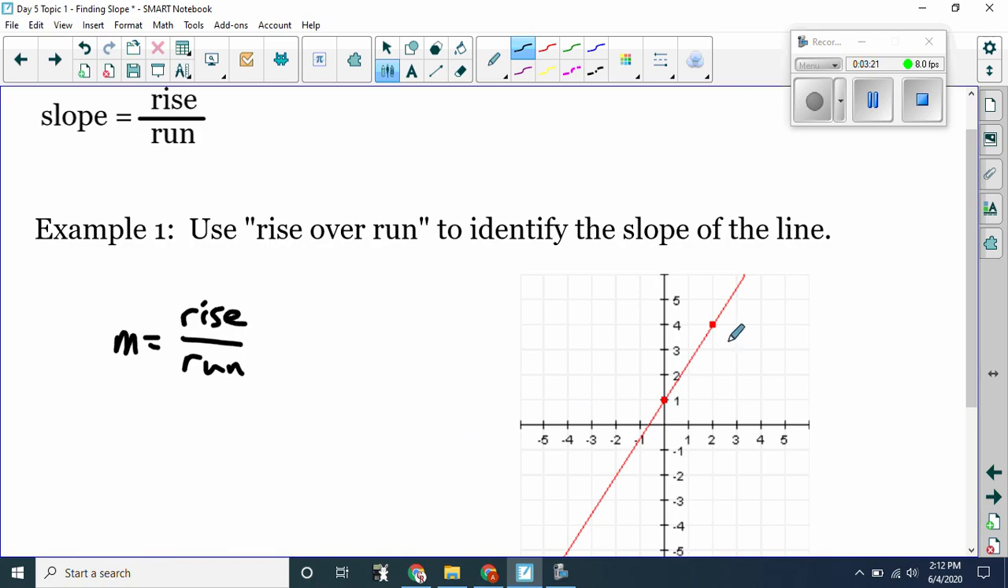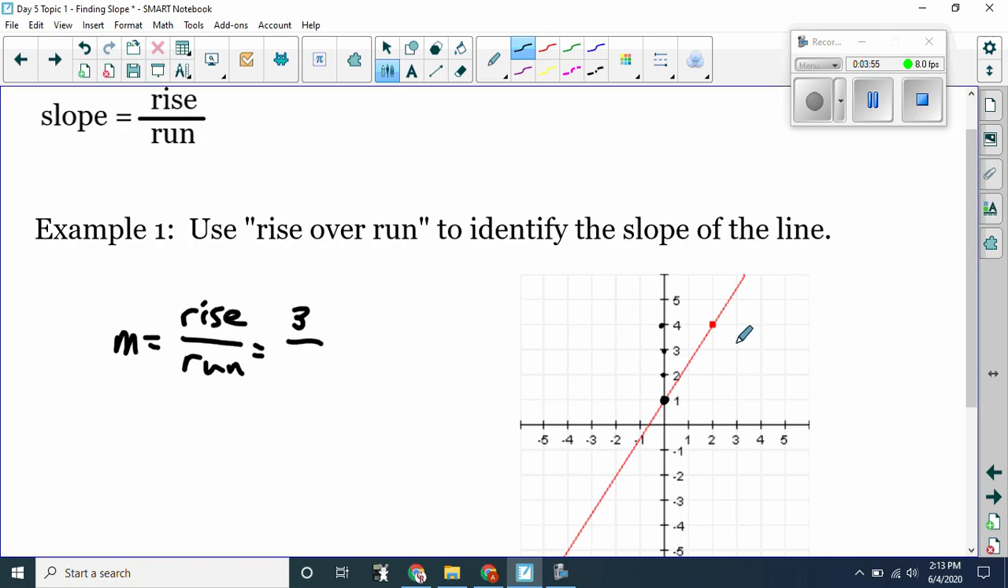So I'm using these 2 points that they've shown us here, and I'm going to start at this point. You can start with this point and go to that one. You'll get the same answer. But it's usually easier to start with the one furthest to the left. So as I go from this point to this point, our rise is how much it goes up or how much it goes down. If we go up, it's going to have a positive rise, and if we go down, it's going to have a negative rise. So to get from this point to this point, I go up 1, 2, 3 units. So my rise is 3.